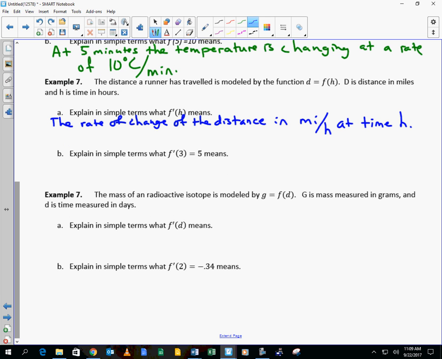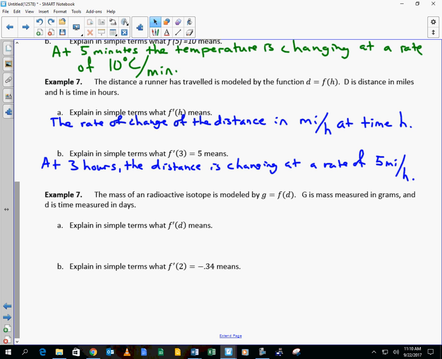Explain in simple terms what F prime of 3 equals 5 means then. At what time? At 3 hours, the distance is changing at a rate of what? 5 miles per hour. Which basically means at 3 hours, what's his speed? 5 miles an hour.